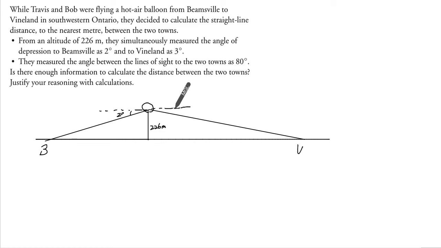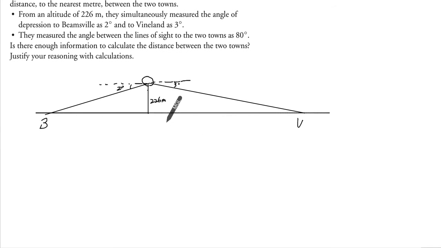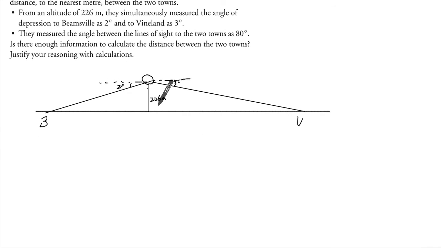is 3 degrees. Okay. They measure the angle between the two lines of sight to be 80 degrees. Okay, so this is 80 degrees. Alright, so this looks a little bit off, right? It's because they're not at the exact path from B to V. They're actually a little bit behind it.